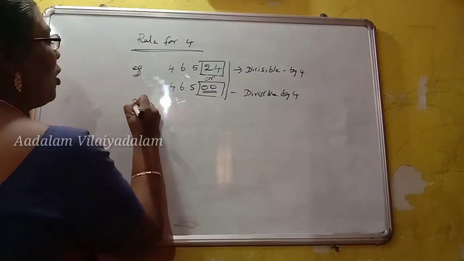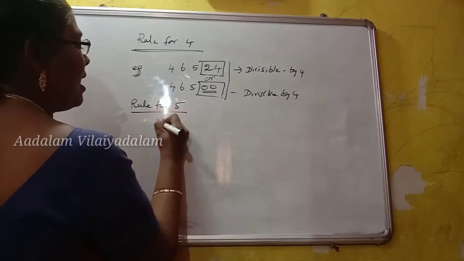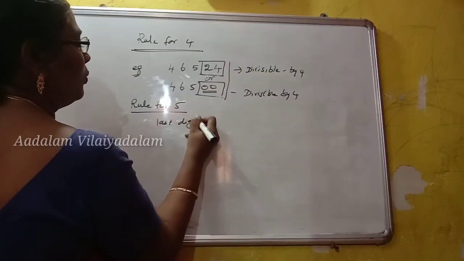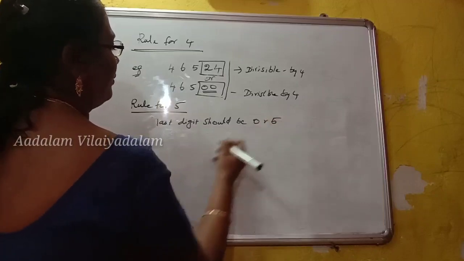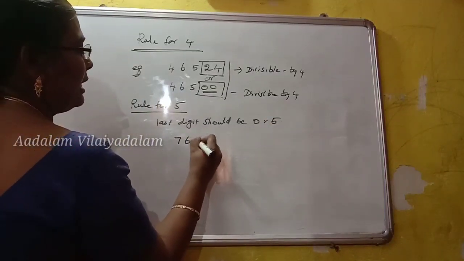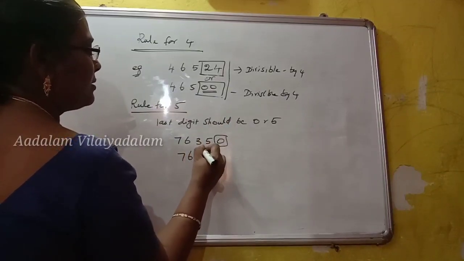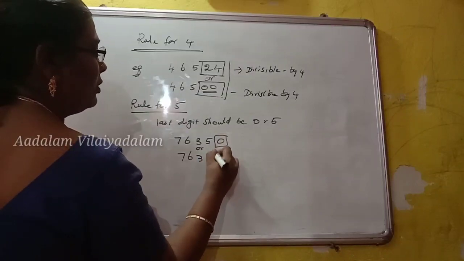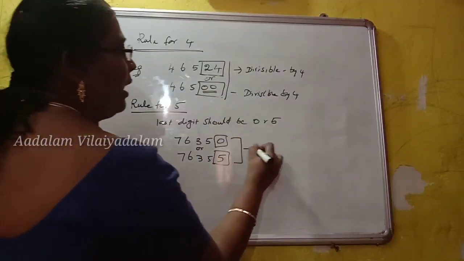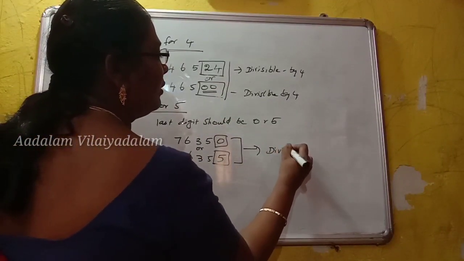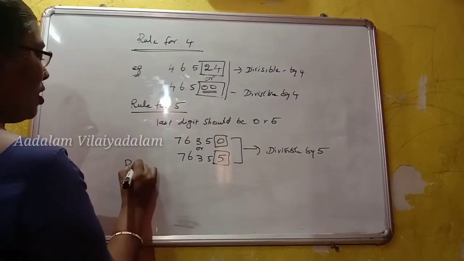Next, the rule for 5. What does the rule for 5 mean? The last digit should be 0 or 5. For example, 7, 6, 3, 5, 0. The last digit is 0. Other case, second case, 7, 6, 3, 5, 5. The last digit is 5. If these 2 cases occur, it is divisible by 5.